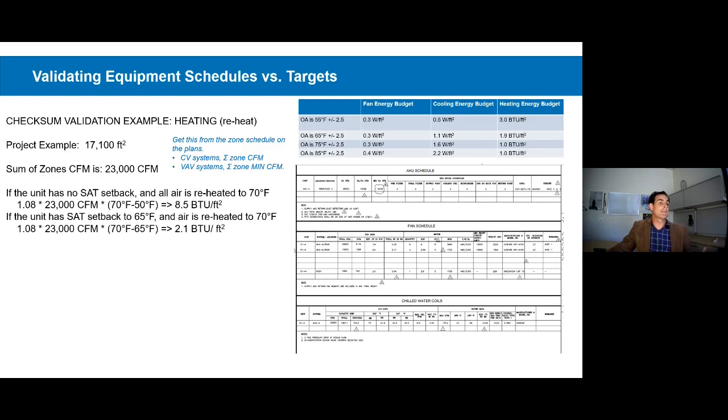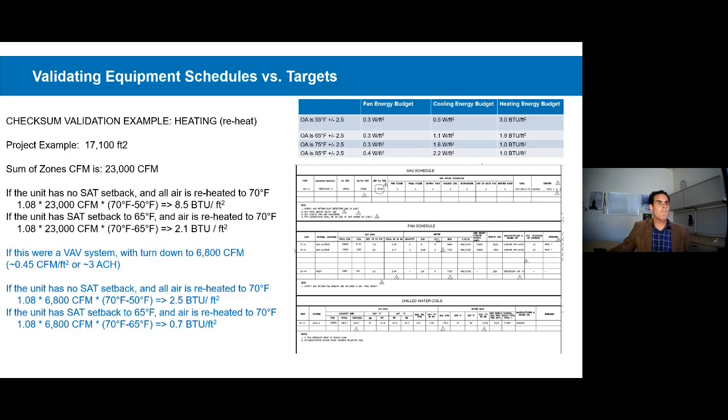So in either case here, we're falling well outside of that energy budget. Well, what if this were a VAV system? Then the sum of the zone minimums could be quite a bit less. It could be as low as 0.45 CFM per square foot. And in that condition, without a setback, we'd be at 2.5 BTU per square foot. But if we did have setbacks, then we'd be down at 0.7 BTU per square foot and soundly under our heating budget.